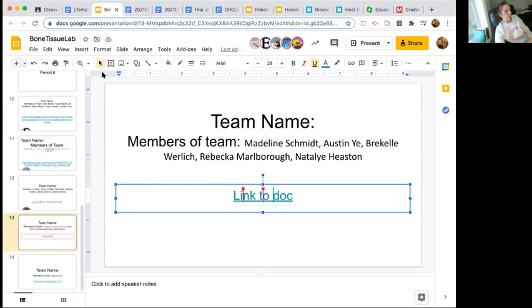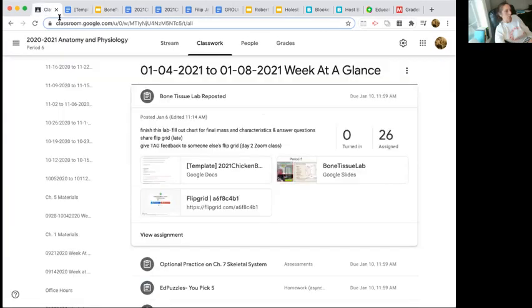So Adam, if you go to classwork tab, on Google Classroom, I'm under the classwork tab. If you click on Bone Tissue Lab Reposted, I put the Google Slides, the original template for the lab, and then the Flipgrid, all just posted here again.